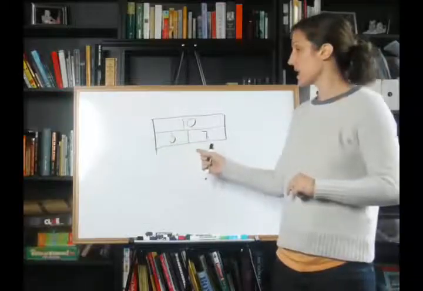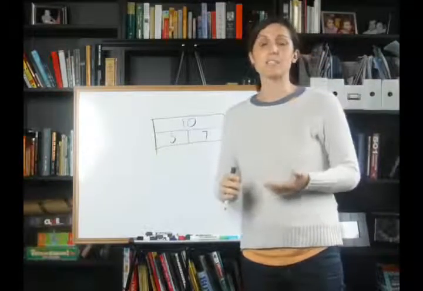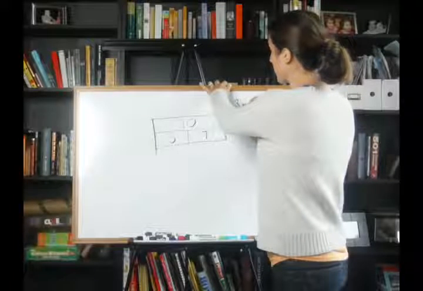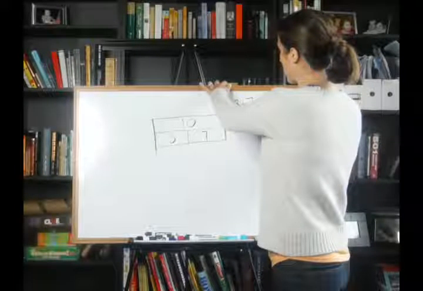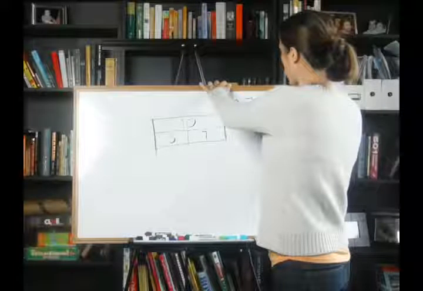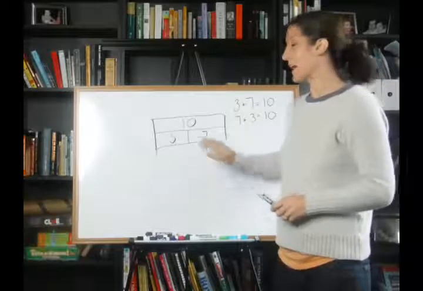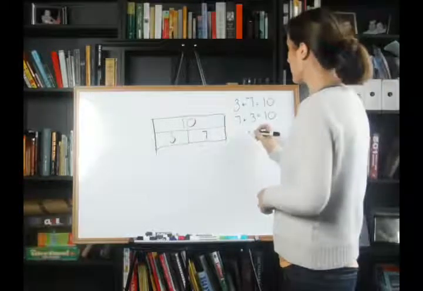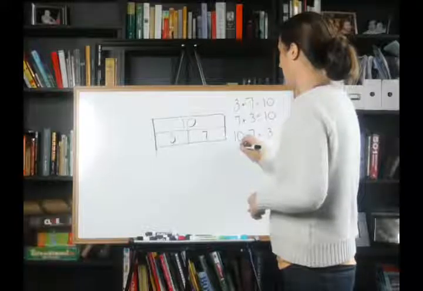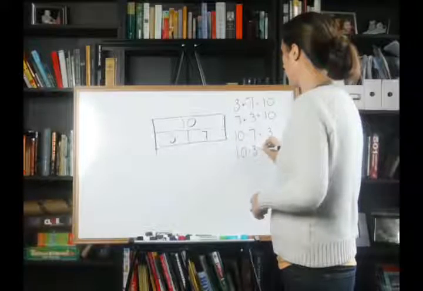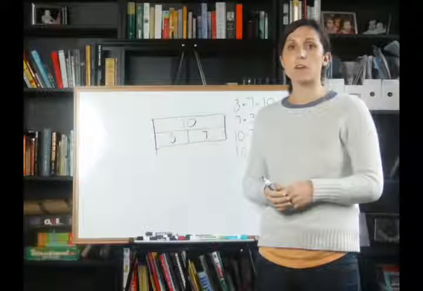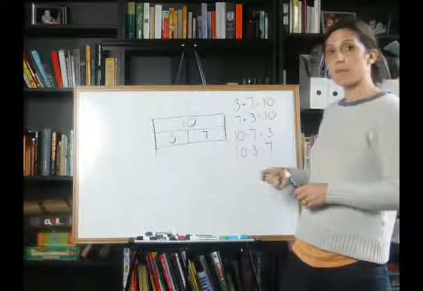Now that I have this tape diagram, I can write some addition and subtraction sentences. I can put together my two parts. 3 plus 7 equals 10, or 7 plus 3 equals 10. Or I can take away a part and do subtraction. 10 minus 7 equals 3, and 10 minus 3 equals 7. So you see how you can have a tape diagram to match a fact family.